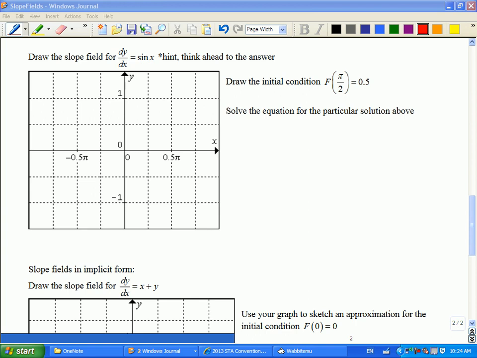If you try to strategize thinking, okay, I know what this is, if I integrate it, you should know what those slope fields are going to look like. That's the easier way to answer this one.